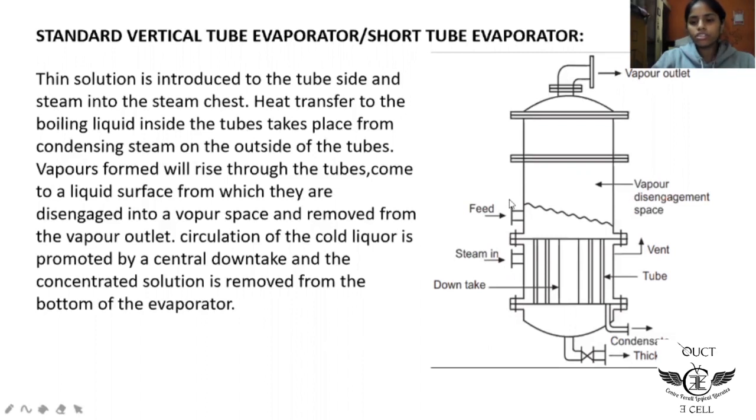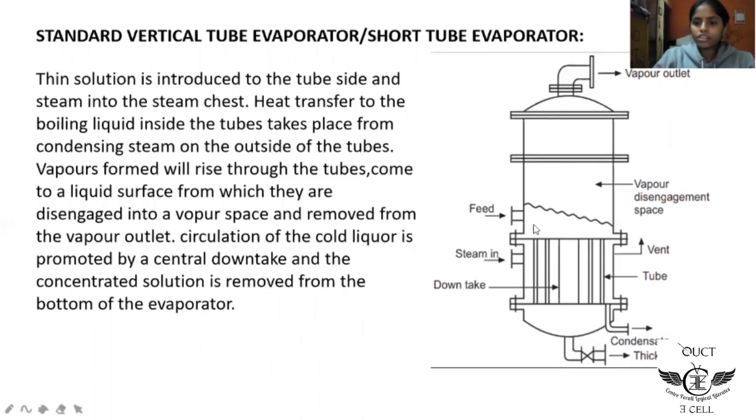Thin solution is introduced to the tube side and steam is fed to the steam chest. Heat transfer to the boiling liquid inside the tubes takes place from condensing steam on the outside of the tubes. So the boiling takes place by condensing steam on the outside of the tubes. The vapor formed will rise through the tubes and come to the liquid surface, from which it is disengaged into the vapor space.